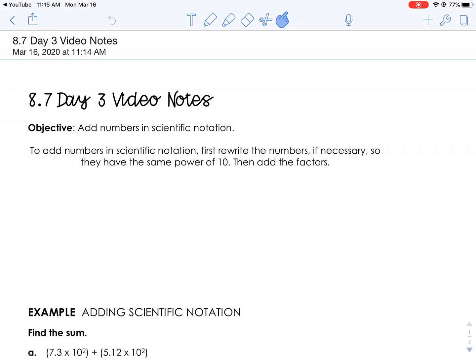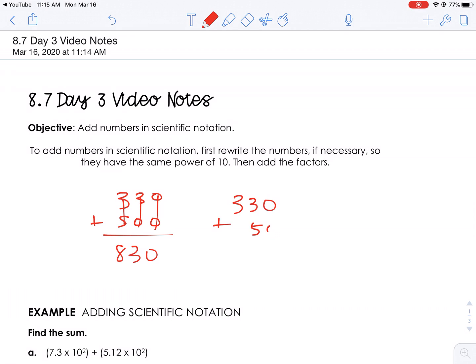So when we're adding numbers in scientific notation, the first thing we're going to do is rewrite the numbers, if necessary, so they have the same power of 10, and then add the factors together. When we think about a number like 330 plus 500, it's really important that we have our ones place, tens place, and hundreds place lined up. If we wrote it out of line, we would not get the correct answer. Our place values would be all off.